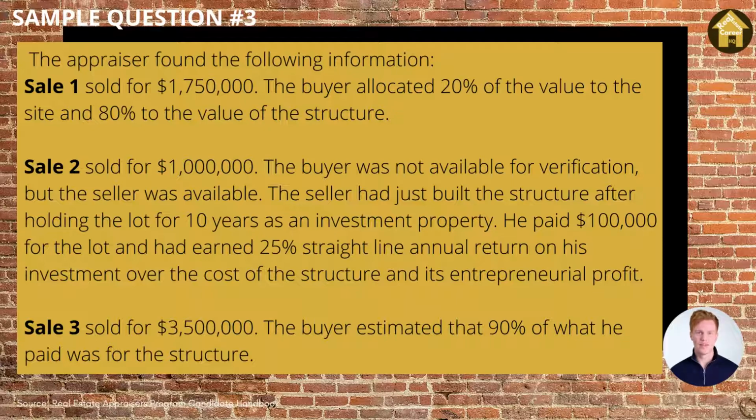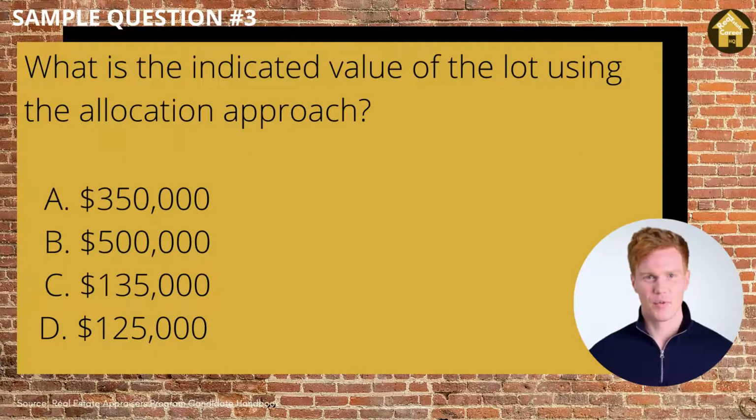Sale 2 sold for $1 million. The buyer was not available for verification, but the seller was available. The seller had just built the structure after holding the lot for 10 years as an investment property. He paid $100,000 for the lot and had earned a 25% straight-line annual return on his investment over the cost of the structure and its entrepreneurial profit. Sale 3 sold for $3,500,000. The buyer estimated that 90% of what he paid was for the structure. What is the indicated value of the lot using the allocation approach?